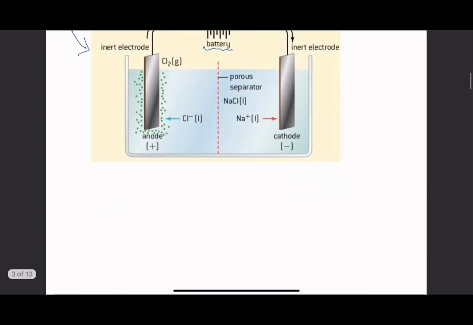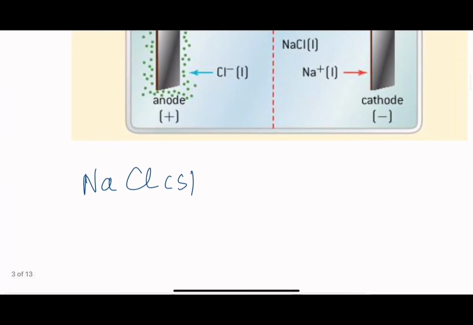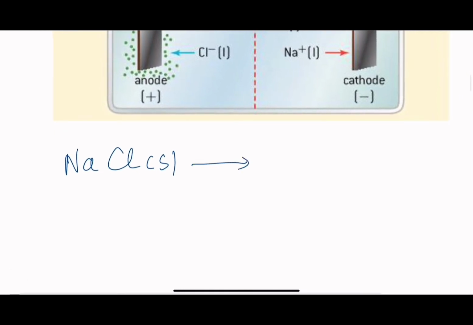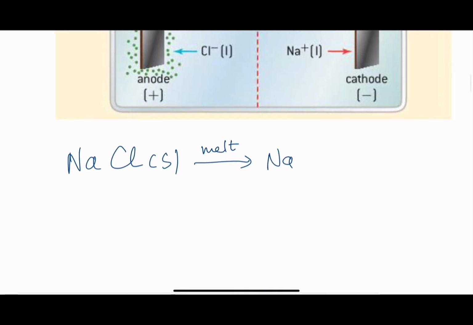The example is this. If you have sodium chloride at home, the table salt in your kitchen, you leave it for years, nothing is going to happen to it. It's going to stay as sodium chloride. But if you melt this sodium chloride and then put electricity through it, you will get sodium and chlorine gas. Because this reaction doesn't happen by itself, we know that it is non-spontaneous.